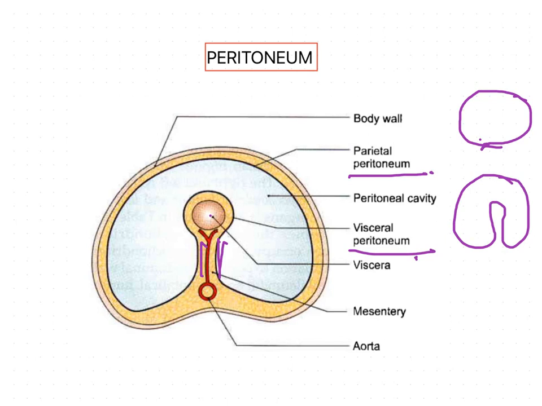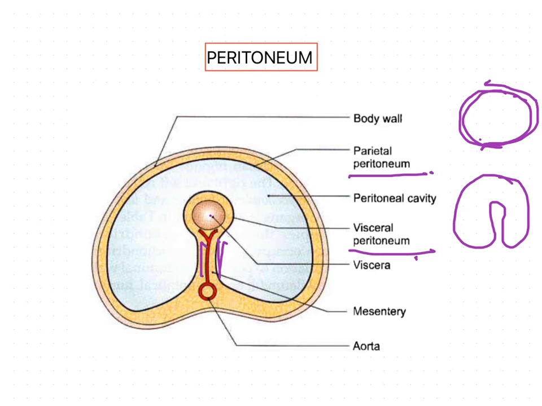The peritoneum is a simple cavity before it is invaginated. After invagination by many viscera, it becomes highly complicated. Now we will see the parietal peritoneum and the visceral peritoneum.